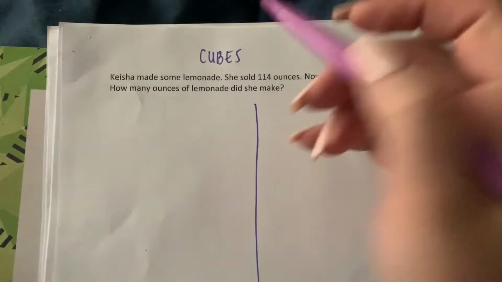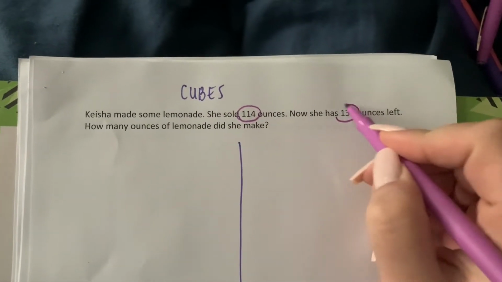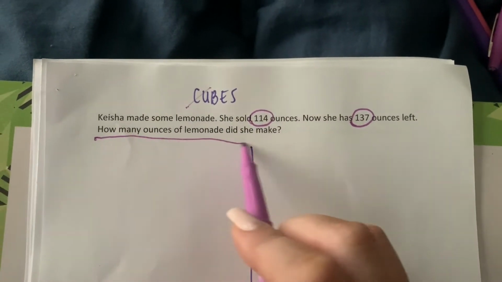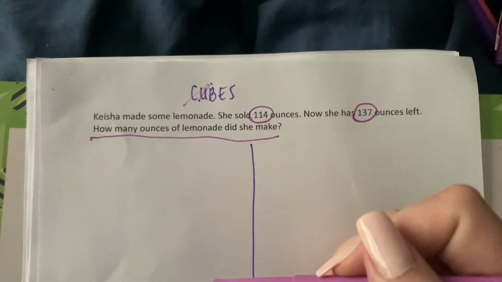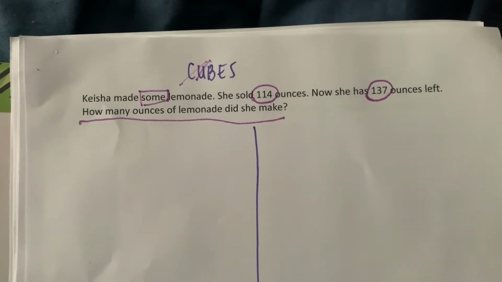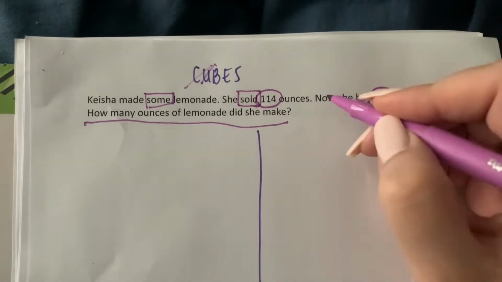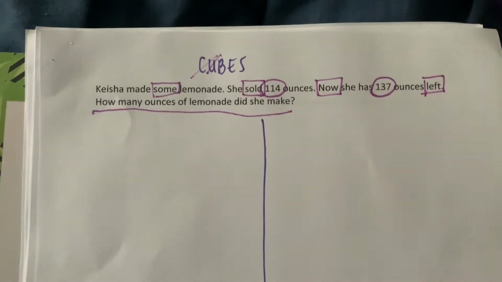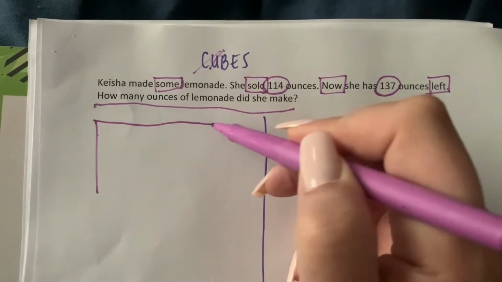All right, so C, cubes, circle the important numbers. U, underline the question. Great line, Miss Simon, you're killing it. B, box the important information. Sum is going to come in handy for us. Sold is pretty important. Now, I think is pretty important, and so is left. Now I'm going to evaluate and I'm going to solve. The first thing I'm going to do is draw a tape diagram.